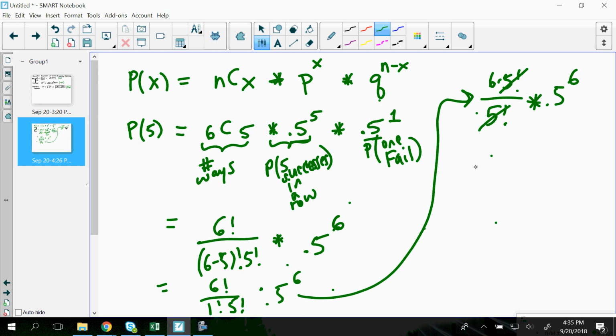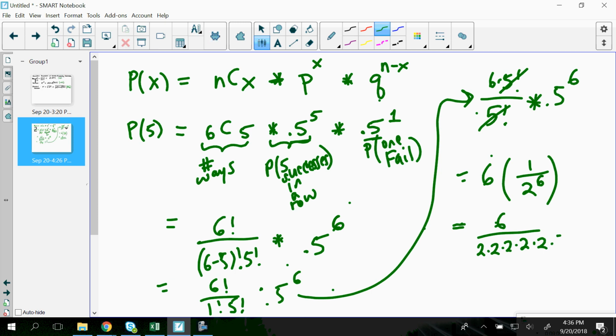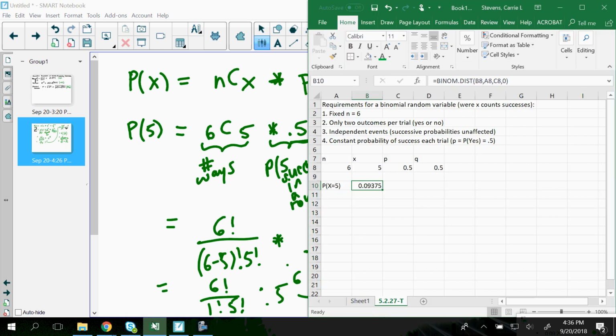So what we end up getting is 6 times 1 over 2 to the power of 6, and so that is 6 over 2 times 2 times 2 times 2 times 2 times 2, which is 8 times 8, because 2 cubed is 8, 8 times 8 is 64, those are both even, they reduce to 3 over 32. That was kind of a longer way to do it, but if you had to show it out, you could do that.